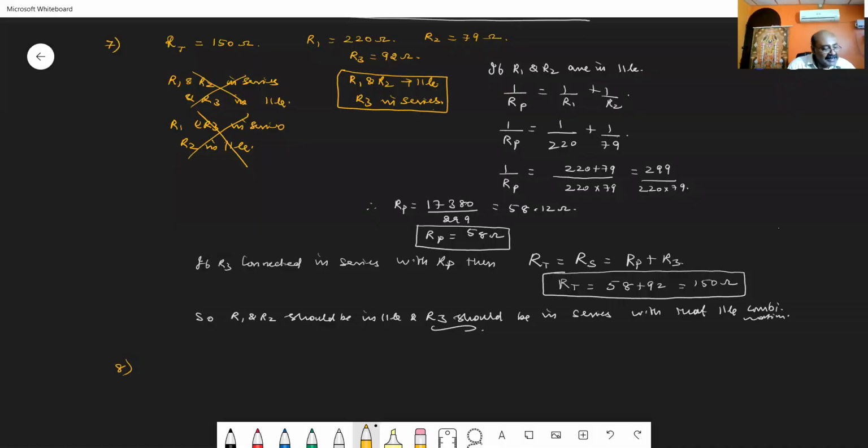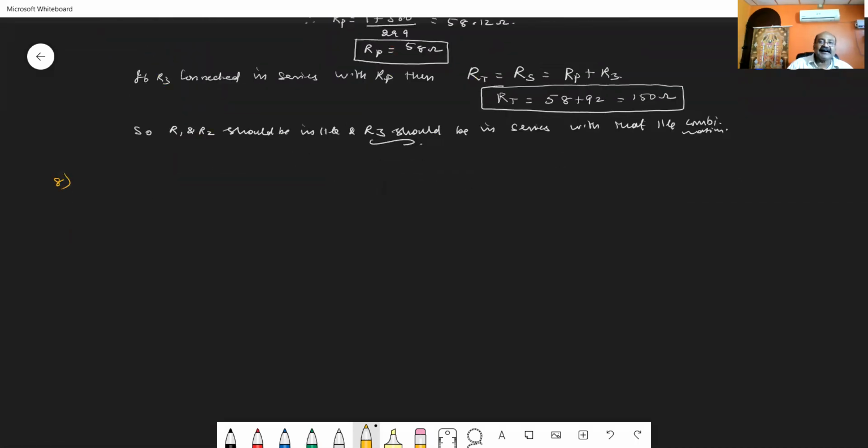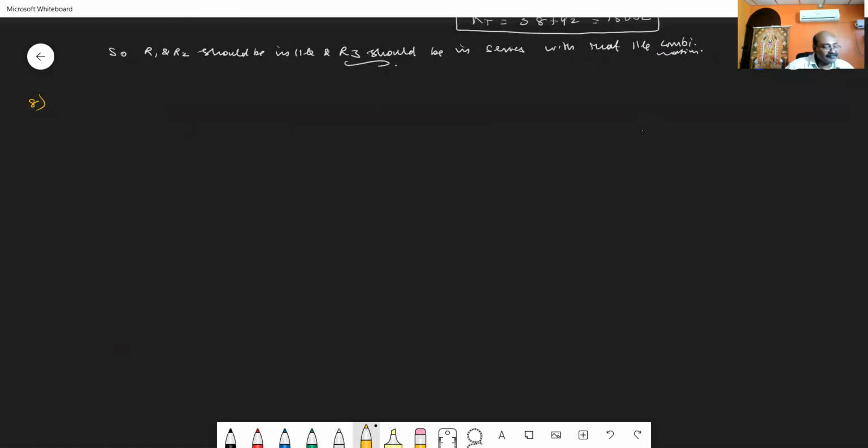So problem number 8: a cell supplies a current of 0.9 ampere through a 2 ohm resistor and a current of 0.3 ampere through a 7 ohm resistor. Calculate the internal resistance of the cell. A cell supplies a current, there are two cases.